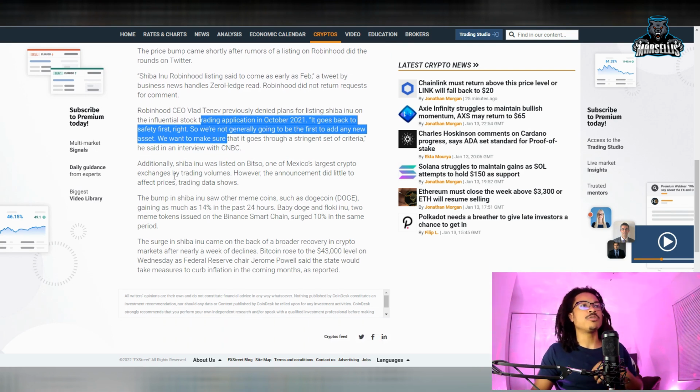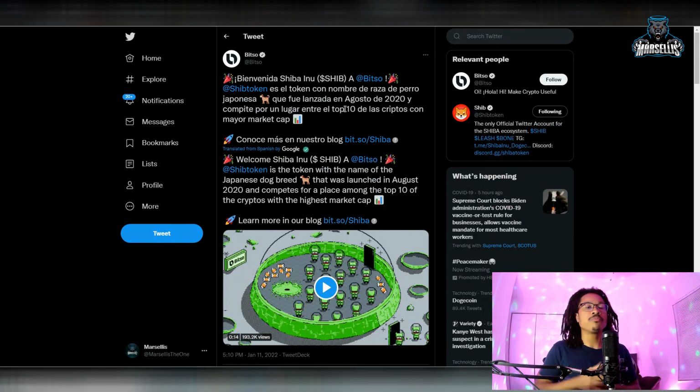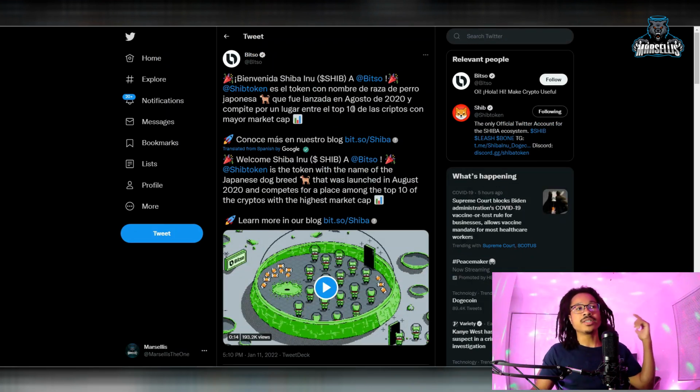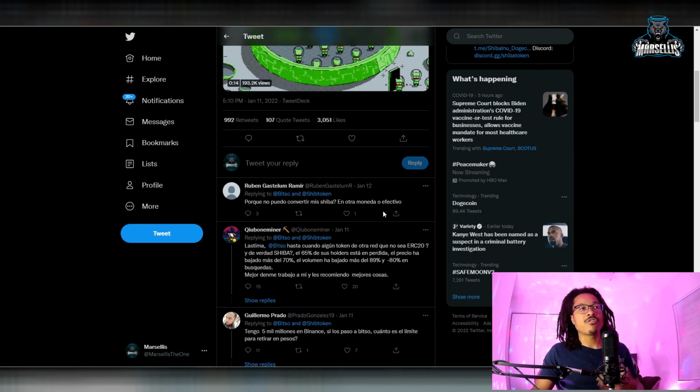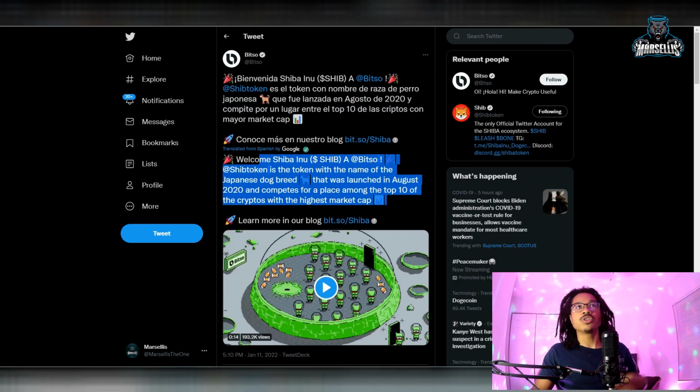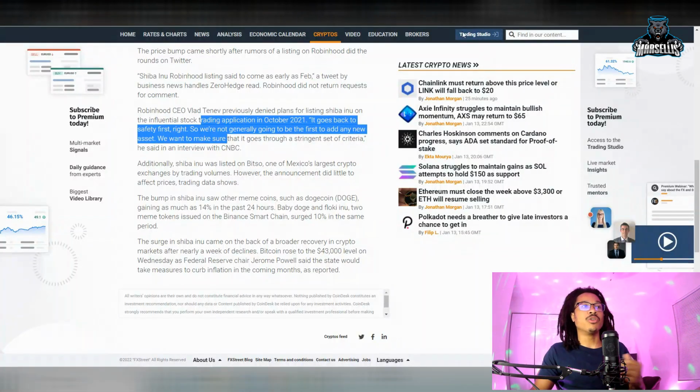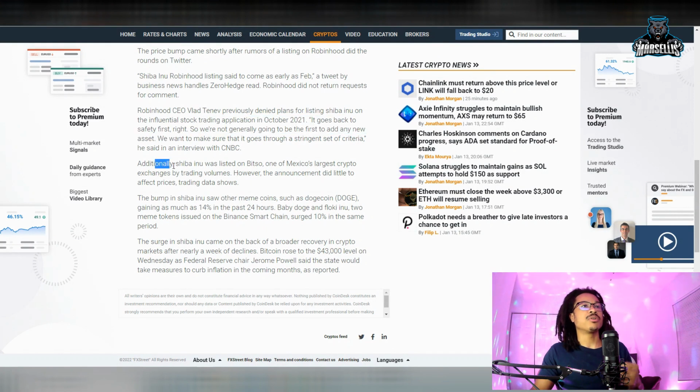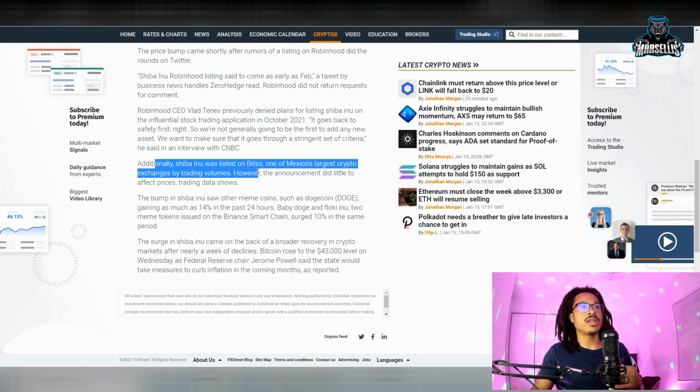Additionally, Shiba Inu was listed on a lot of different platforms. Bitso, one of Mexico's largest crypto platforms. So this is what we got over here. This is a huge listing right here. So shout out to them for listing Shiba Inu. And then they got the whole translation over here. So yeah, freshly on Bitso. That's pretty good news right there. But yeah, still not on Robinhood yet. However, the announcement did little to affect the prices. It didn't really affect the prices too much.